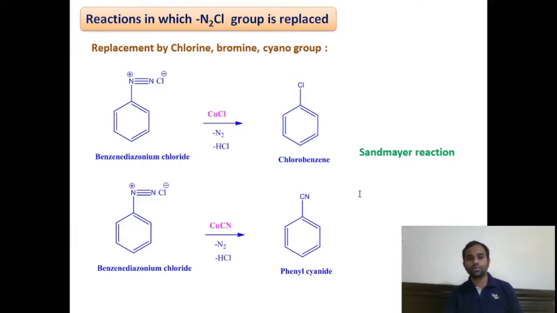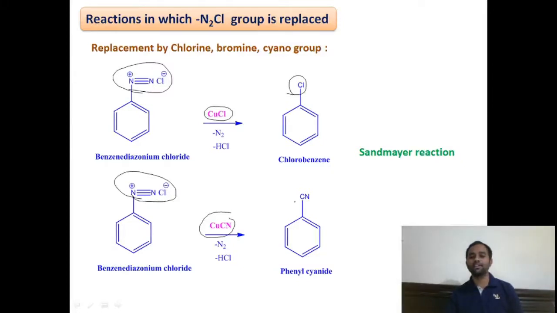And coming to the another reaction, that is replacement of N2Cl group in the benzene diazonium chloride with the chloro, bromo, cyano groups, right? Here you can see, when the benzene diazonium chloride is subjected to copper chloride or copper cyanide, we will get this chloro-substituted benzene or a cyano-substituted benzene, that is phenyl cyanide and chlorobenzene. Here this N2Cl group is replaced by the chloro group, or N2Cl group is replaced by the cyano group.